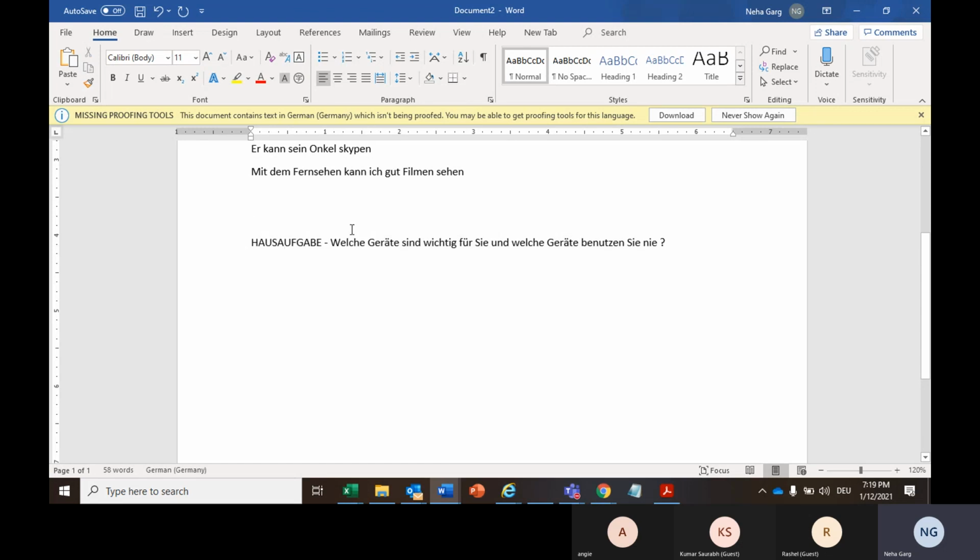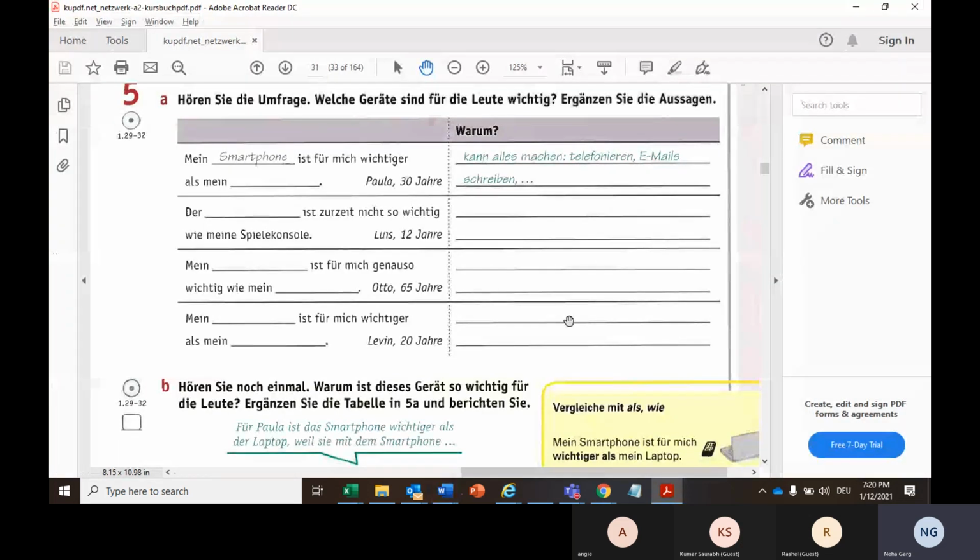You have to write 2-3 sentences, like which devices are important for you and which devices you don't need at all. Actually, I wanted to include warum also, but since you haven't learned so far how to make sentences with because, we'll do it tomorrow. But as of now, you just have to do this one. More homework from the book. I'll post on the WhatsApp group what page numbers you have to do from the book.